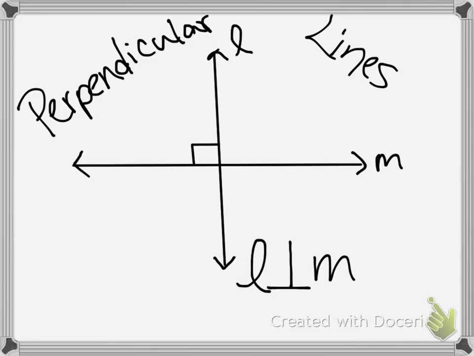The next thing is perpendicular lines, and that's a special rule. If you have two perpendicular lines, the way that you'll write that is you'll put an upside down T. That's what means perpendicular when you're writing it. So in this case, L is perpendicular to M.